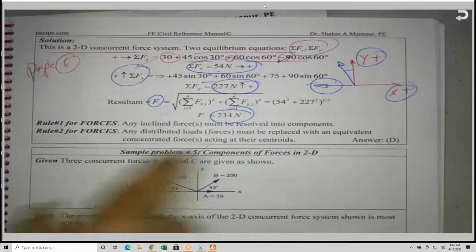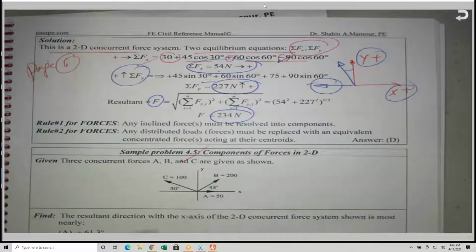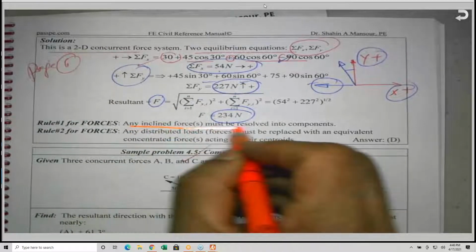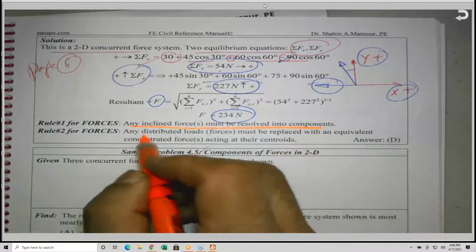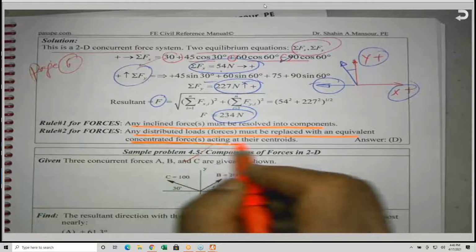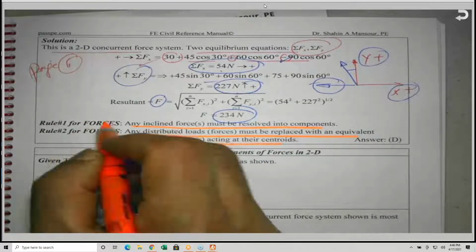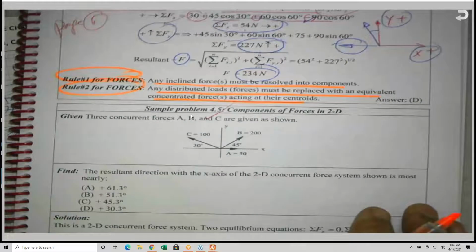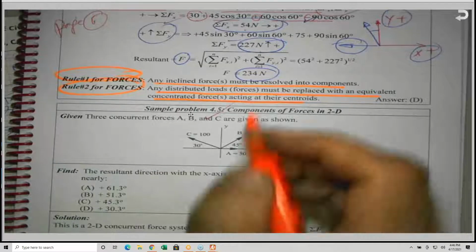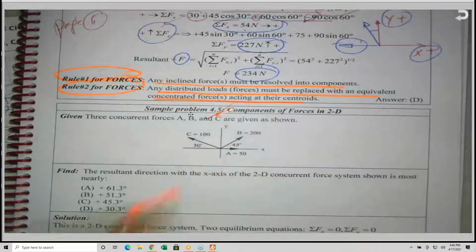I wrote the two rules that I mentioned, and they are mentioned here: any inclined force must be resolved into components, and any distributed load or force must be replaced with the equivalent concentrated load acting at the centroid. Here it is. So probably I could save 22 seconds by doing this. This is a straightforward problem, and you don't need to spend time on it. Let's go to problem number 5, which is the following problem.